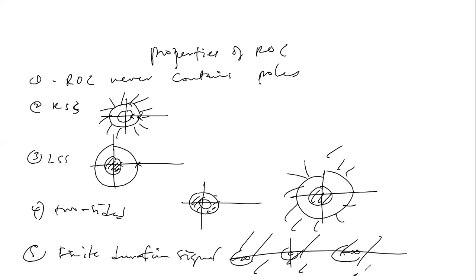Now, I think that's about it. So we may want to evaluate one simple example. Let's assume we have this signal S of n taking on these values.